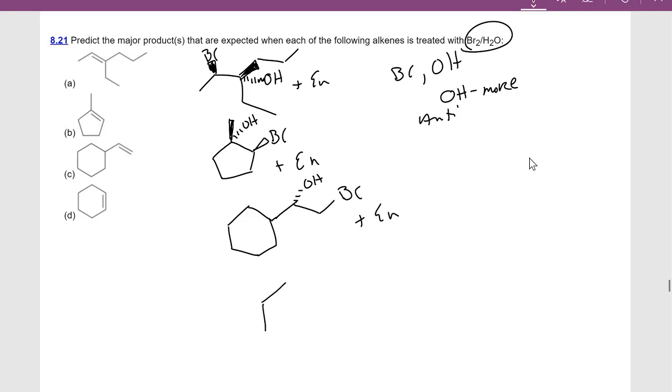And then for D, we've got, it doesn't matter which one gets which because it's symmetrically substituted. All right, we've got that. And we can say plus En because we get enantiomers.